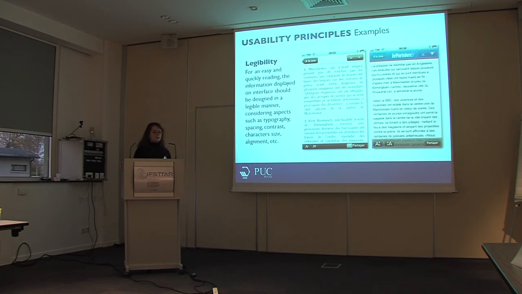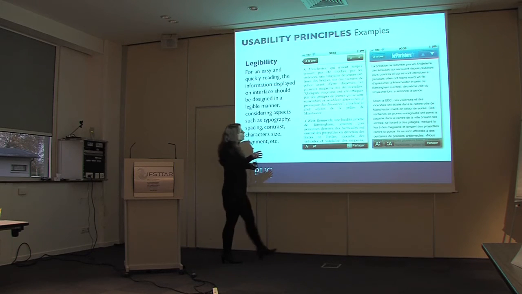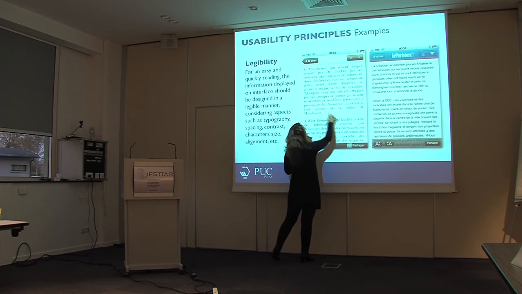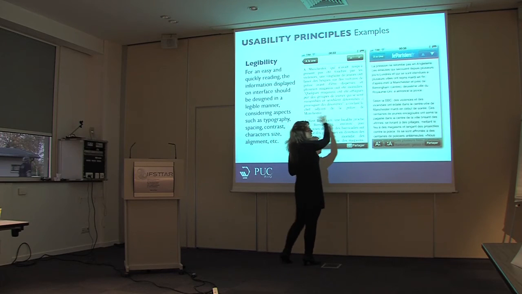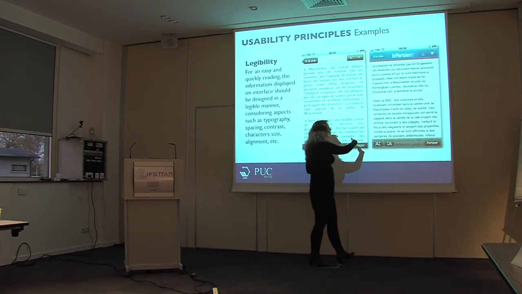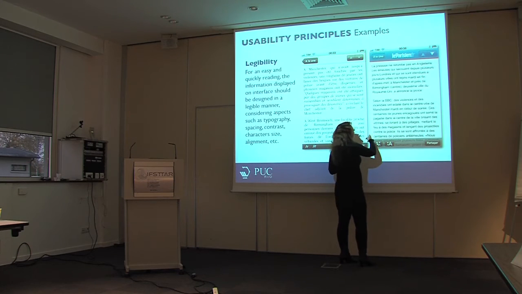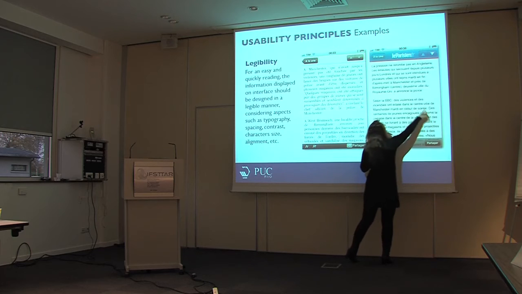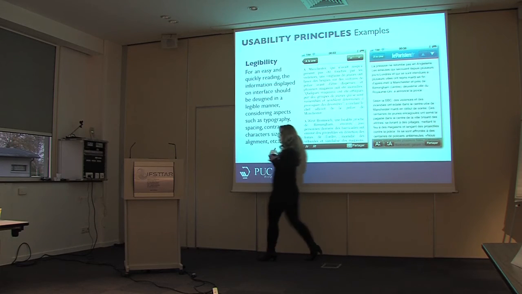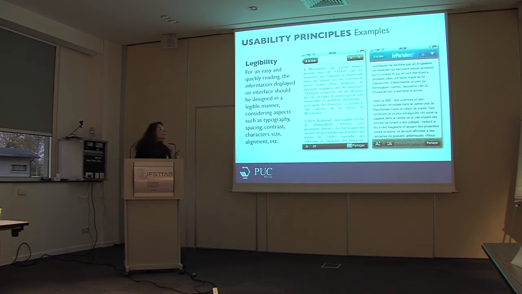Another example of a principle is legibility, a very well-known principle. Here in this example, we have two types of text alignment. When you have text that is justified, you can have some holes, and that is not good for reading. If you have text aligned on the left, you have ragged rows on the right side, but it's good to be read. But this is our old example.